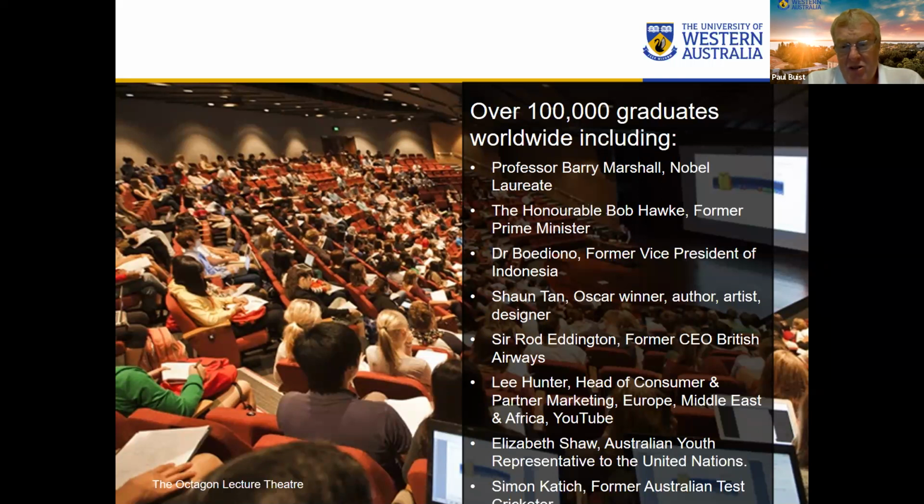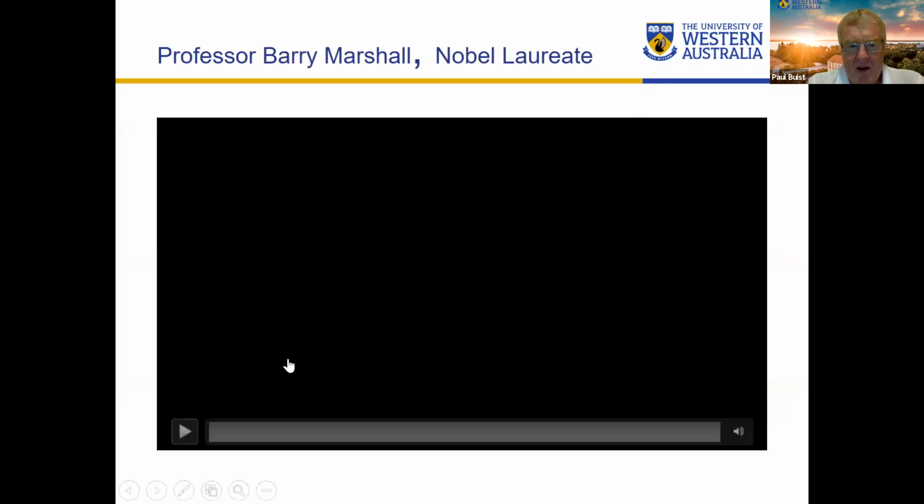Lee Hunter, who used to work for YouTube. Elizabeth Shaw, who was once Australia's youth representative to the United Nations. Simon Katich, a former Australian Test cricketer, is also a graduate of the University of Western Australia. So you can see by that list, our graduates have made impacts in a number of different fields. That shows you the broad range of education that the University of Western Australia can offer. I have a video here of Professor Barry Marshall.